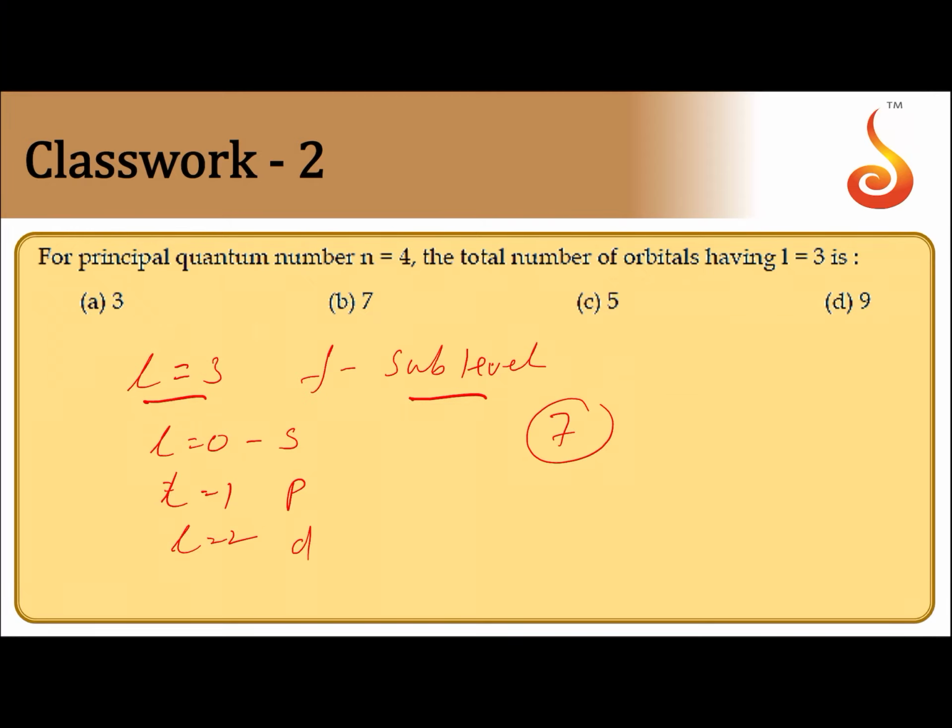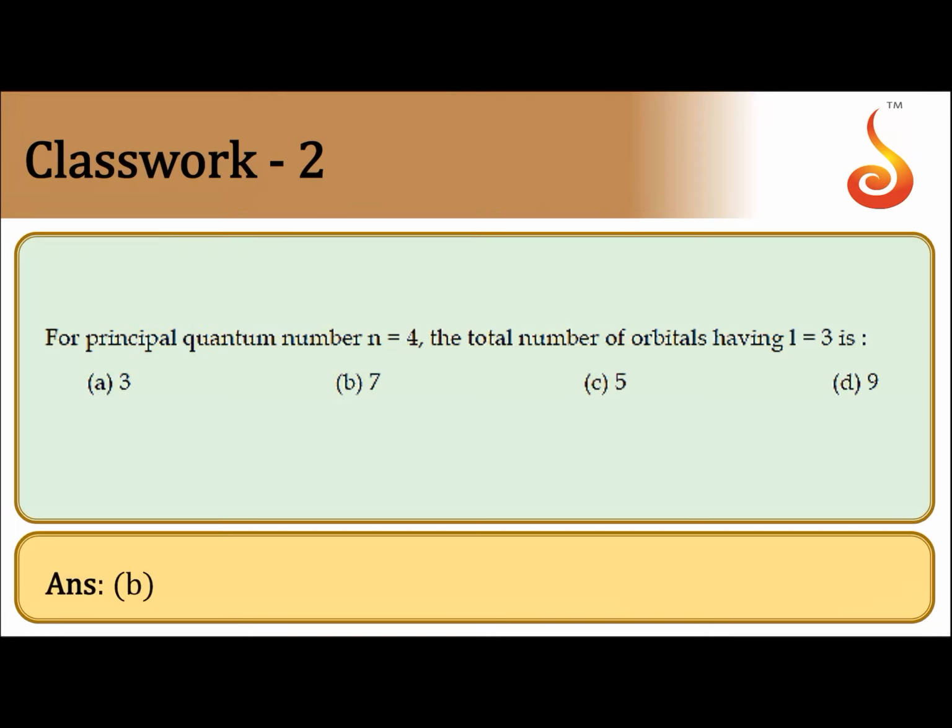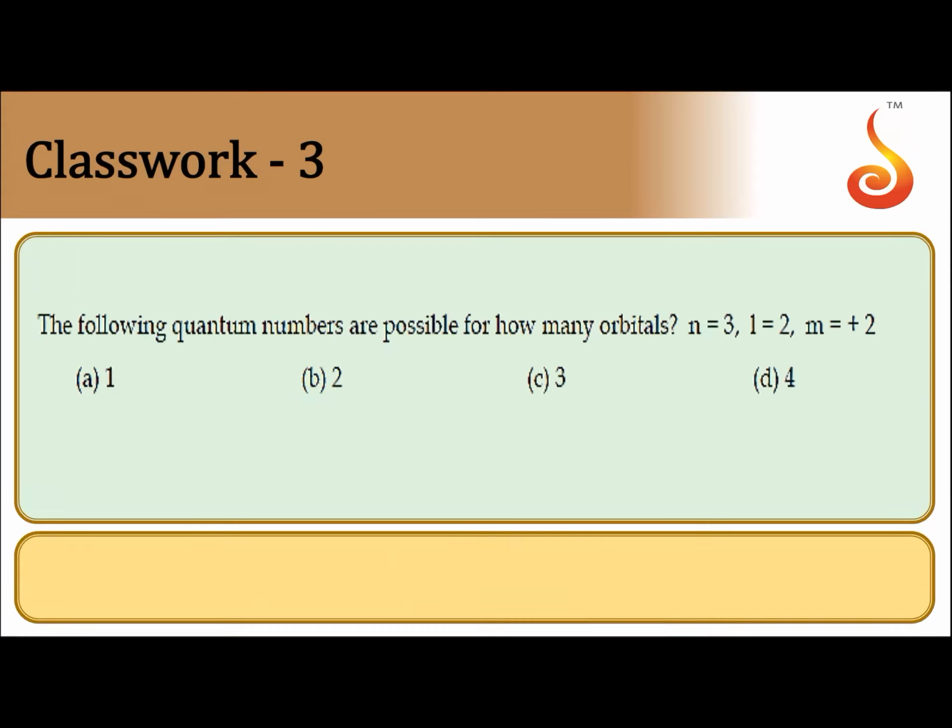And the F sublevel contains 7 orbitals. Therefore, the answer is option B.